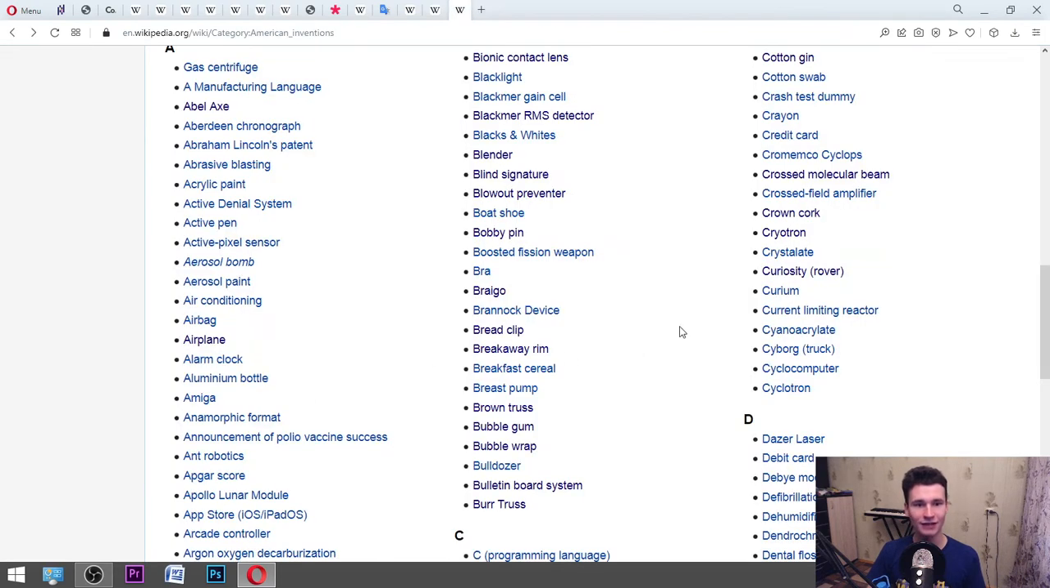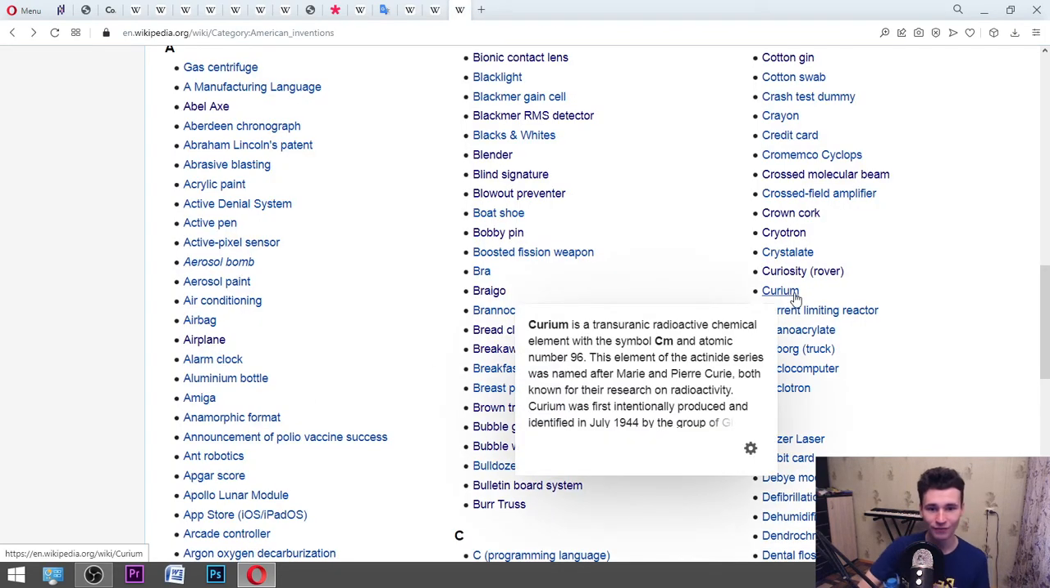Okay, and also we have Curium, a transuranic radioactive chemical element with the symbol Cm and atomic number 96. This element of the actinide series was named after Marie and Pierre Curie, both known for their research on radioactivity.